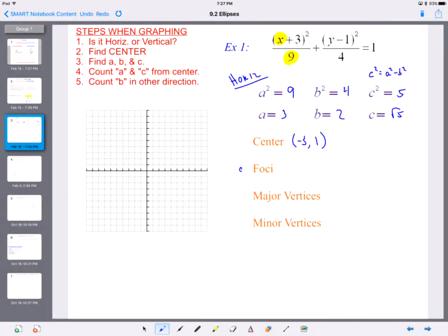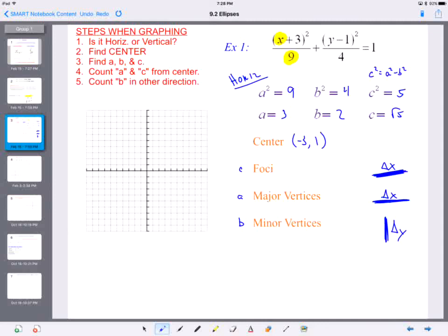Foci has to do with your C value, major has to do with A, and minor has to do with B. So we can figure these out before we graph or after we graph, however you want to do it. But once again, we're thinking in terms of our main points. All our main points are horizontal, so if we're moving left and right, what is changing? The x. Major vertices, moving left and right, it's horizontal. What is changing? The x. Minor vertices are perpendicular, so we're going vertical, so what's changing? The y. If you just picture that and think of that, then you know which value is actually changing.